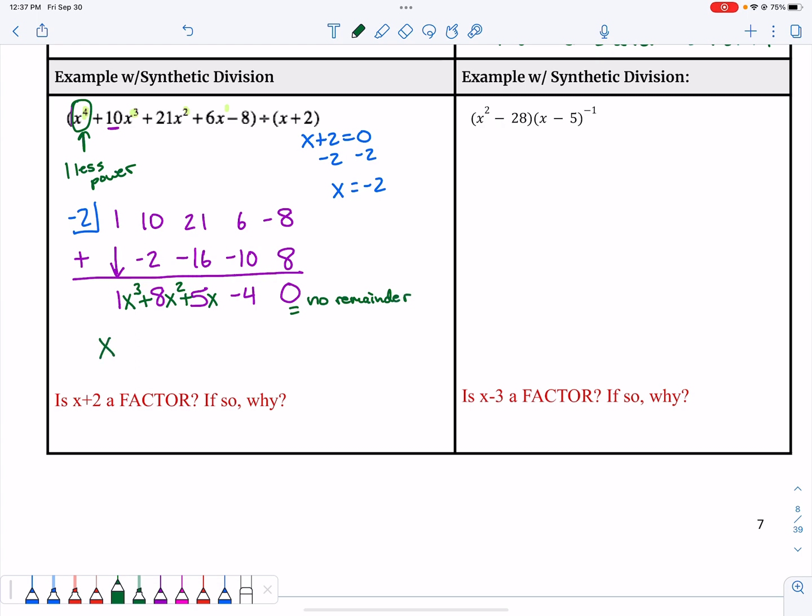So just to write it a little nicer, I would say x cubed plus 8x squared plus 5x minus 4 was my quotient. And is x plus 2 a factor? We would say yes, because there wasn't a remainder. Or the remainder was 0, which means there is no remainder. Okay, let's look at another example.